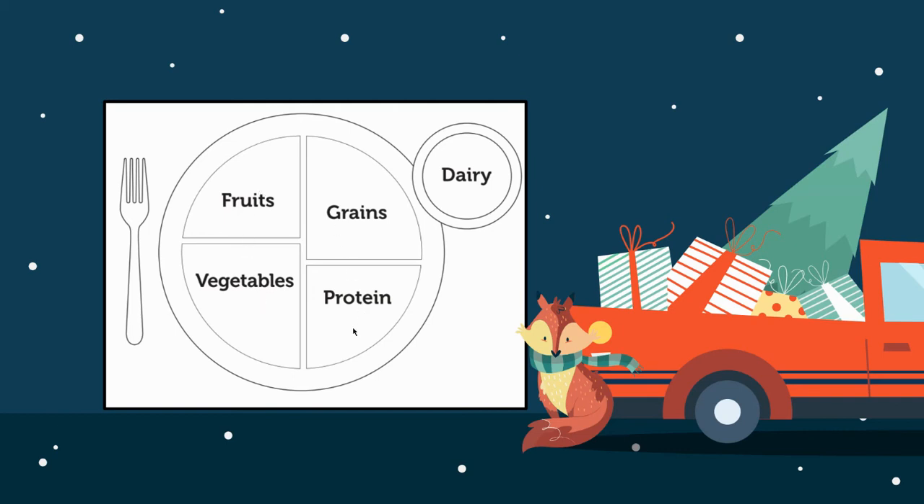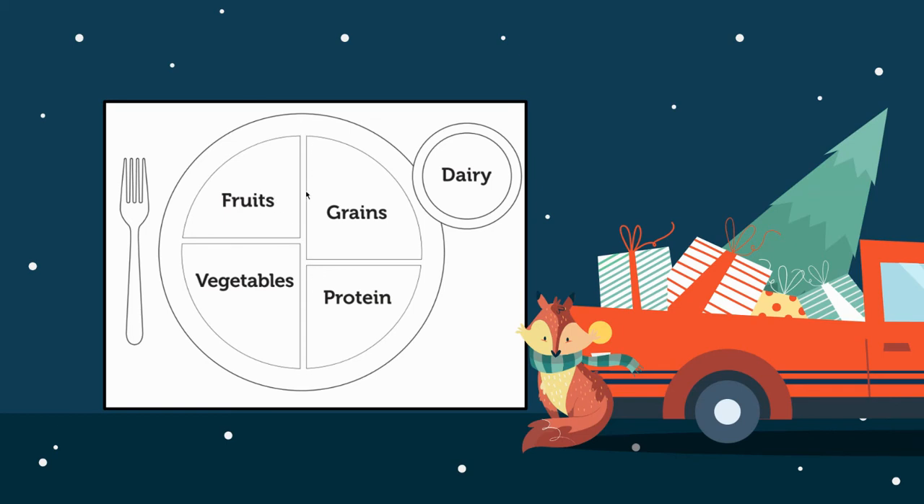Let's see what else. The protein. The protein is your meat and the beans that you eat. So the protein is actually smaller than the vegetable. So that means that you need to eat a little bit less protein and you need to eat more vegetables. Let's see, I think the fruits and the protein are basically the same size. So you can eat a little bit of both of them.